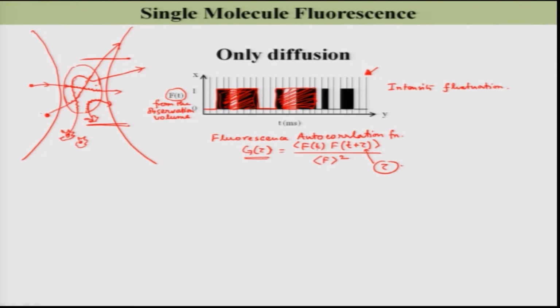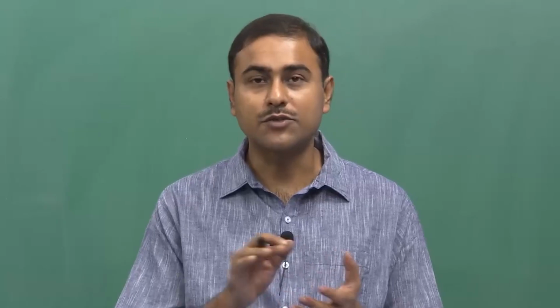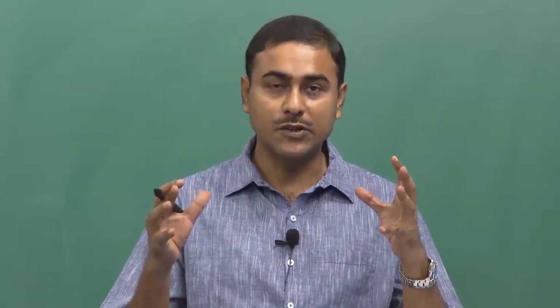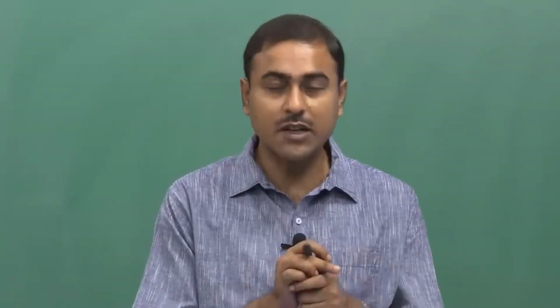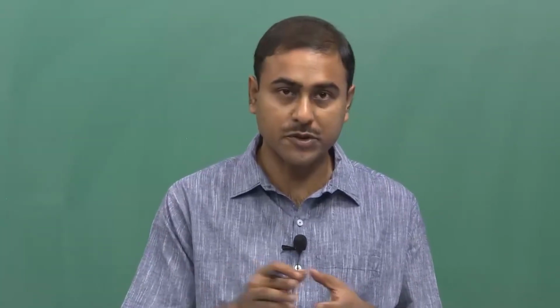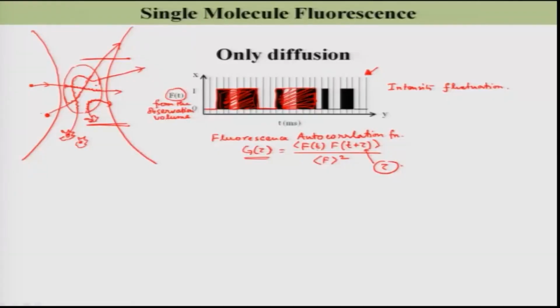And in this case, the decay of this g tau should be related to how quickly the molecule is passing through this observation volume. In other words, it should be related to the size of this fluorophore. If the size of the fluorophore is big, then it will take some time to pass through this observation volume, and that can be correlated easily. If the viscosity of the medium is high, then the molecule will take a longer time to pass through this observation volume, and it will be seen in such a g tau.